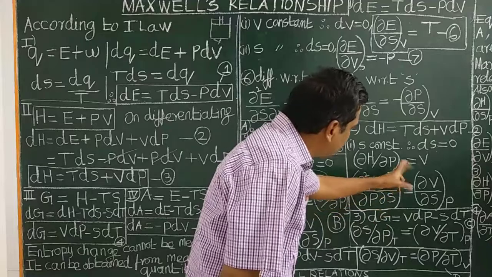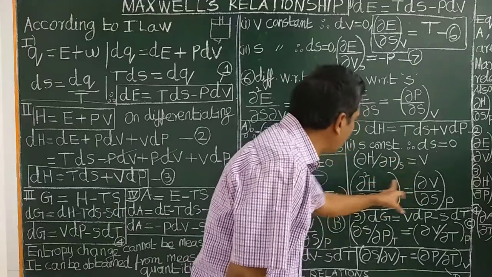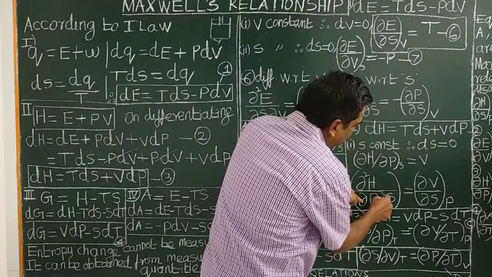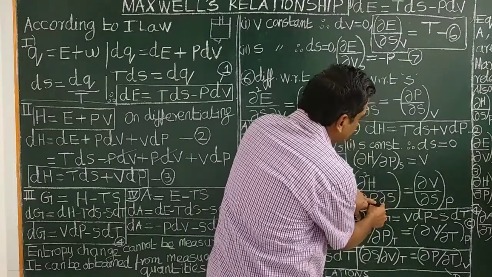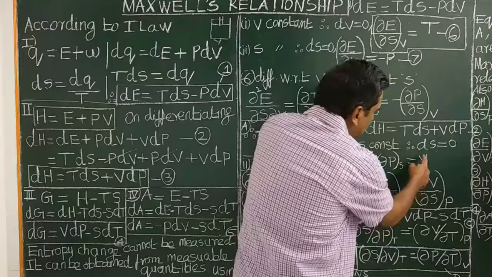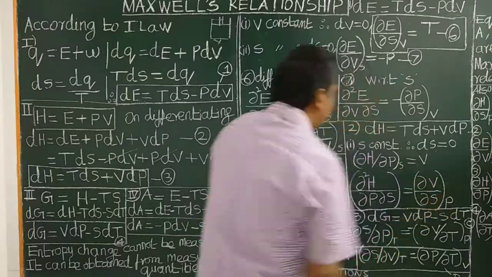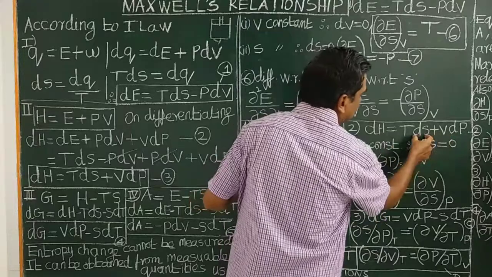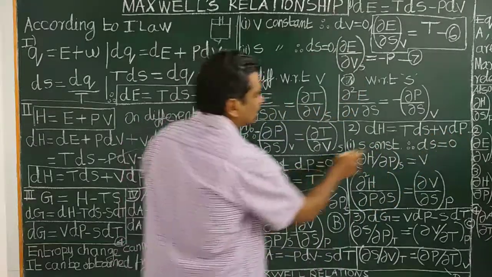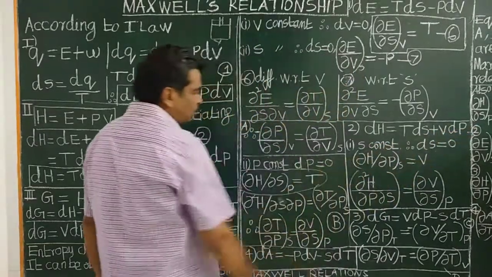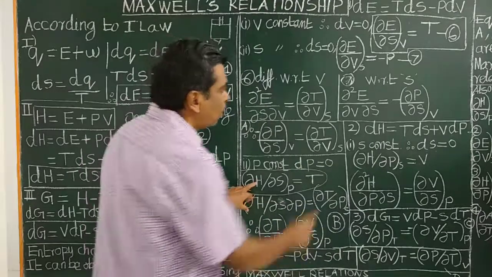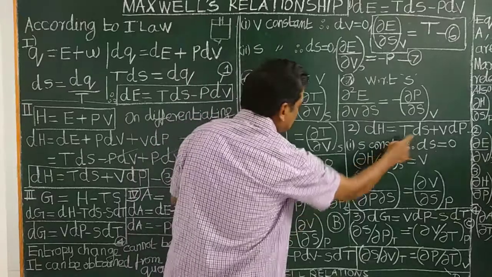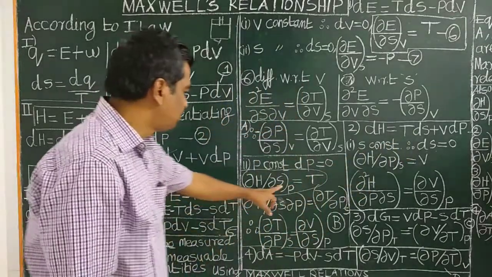Similarly, differentiating ∂H/∂P with respect to entropy, since we are varying entropy also, we get ∂²H/∂P∂S equals ∂V/∂S at constant pressure. Similarly, P is constant in this, and therefore dP equals 0. Therefore, ∂H/∂S equals T at constant pressure.